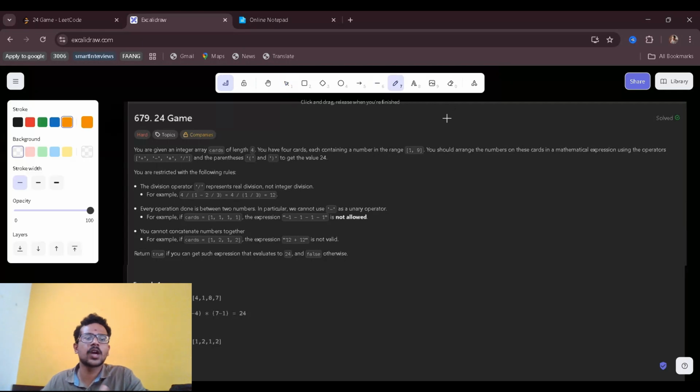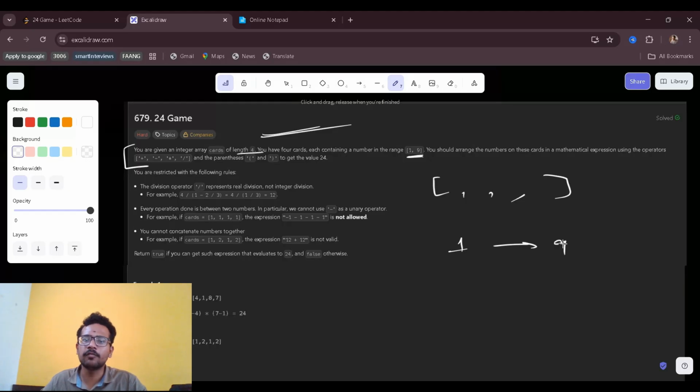Let us now discuss how we can solve this problem. So, 24 Game, this is a hard problem, right? We are given an integer array cards of length 4. That means we only have 4 elements in it. You have 4 cards, each containing a number in the range 1 to 9. So the range of every card will be 1 to 9.